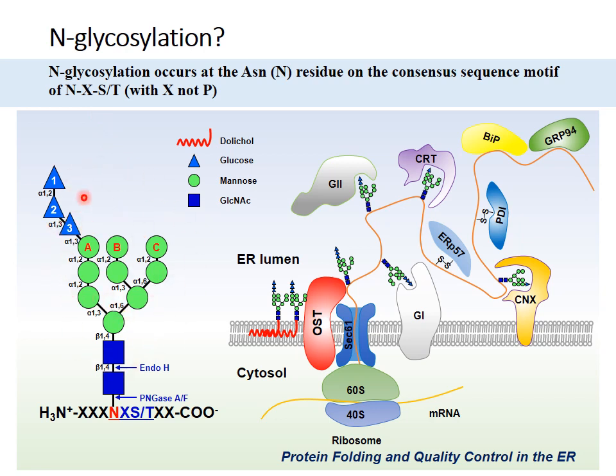And the 14-sugar oligosaccharide precursor is transferred to the asparagine residue by the OST complex, the oligosaccharyltransferase complex, and these glycans are important for controlling folding by chaperone proteins like CRT, BiP, and PDI.